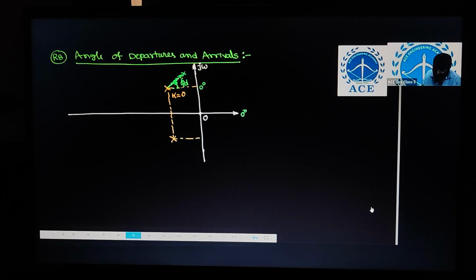With what angle does the pole leave from the initial position? It is given by the angle of departure. Okay? What is angle of arrival?